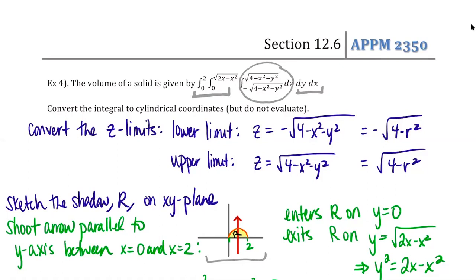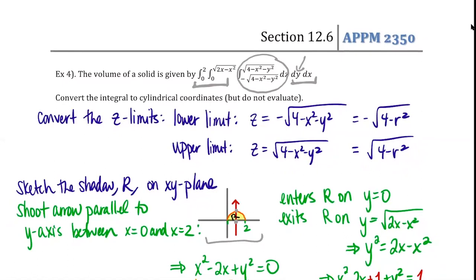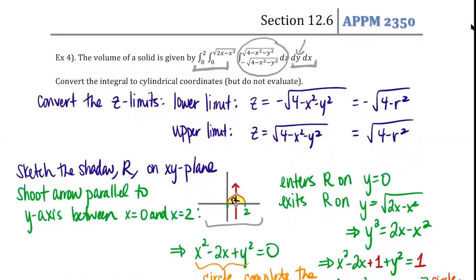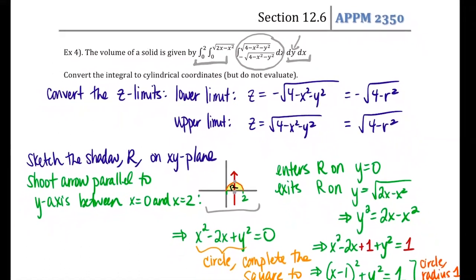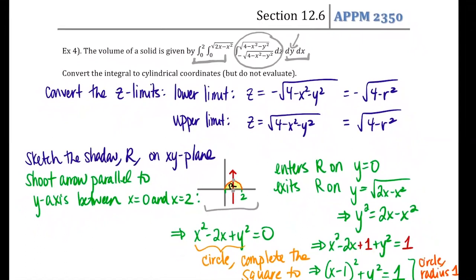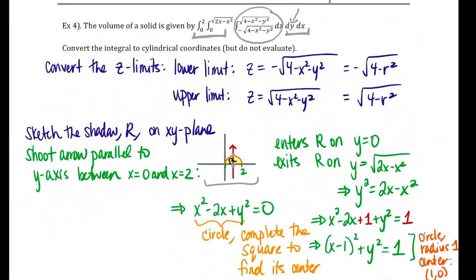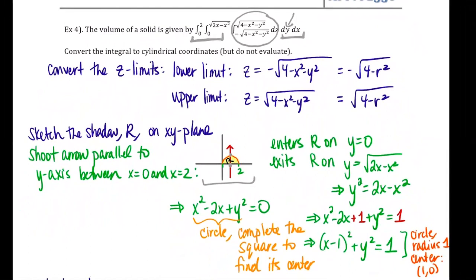Okay, so the shadow, here's where we're going to get the shadow. I'm shooting an arrow parallel to the y-axis anywhere between x is 0 and 2. So that's what I have happening here. And this tells me it's going to enter the region when y is 0, which is right here, and it's exiting along this top, square root of 2x minus x squared. So I need to see what that is. And you can see as we expand this out, this is actually a circle. And to see exactly where it's centered, we need to complete the square. So we can see this circle centered at (1, 0), and it has a radius of 1.